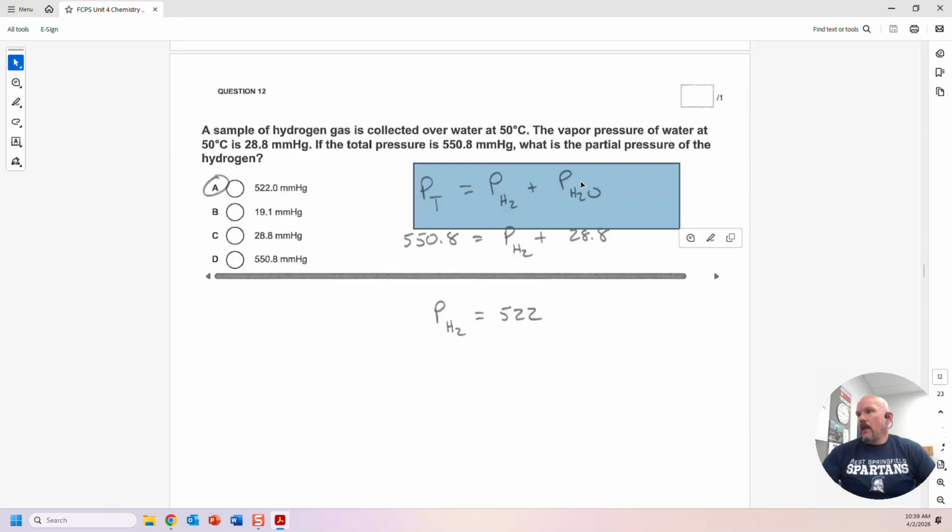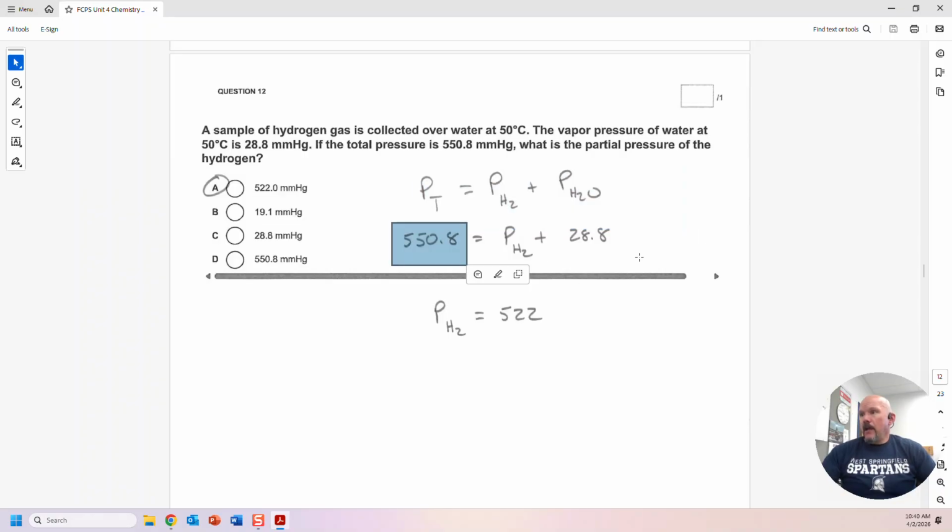being collected. You know the total pressure, and they gave you the vapor pressure, which would be the pressure of the water that's collected. So all we have to do is subtract to get the pressure of the hydrogen gas. So if we do 550.8 minus 28.8, we get the pressure of the gas there. So all we had to do was subtract that number.